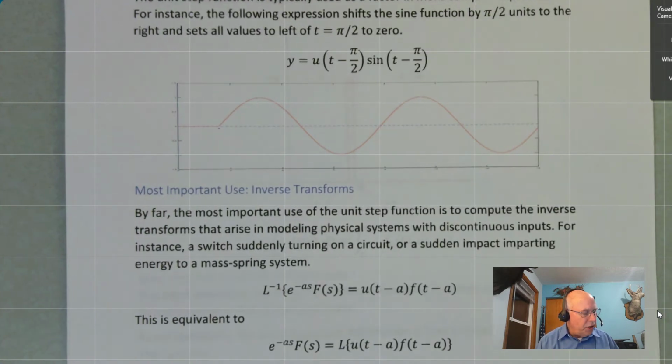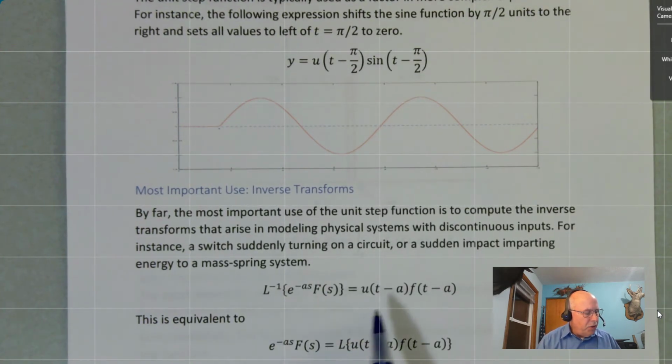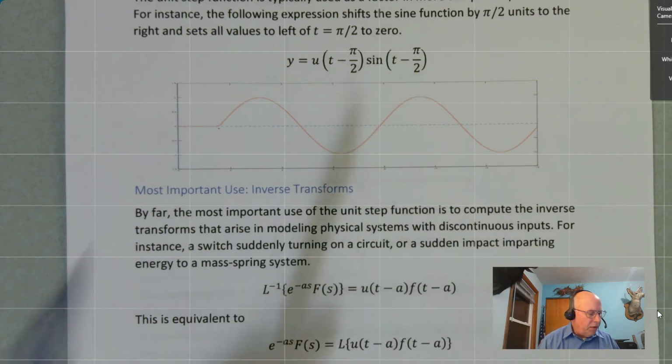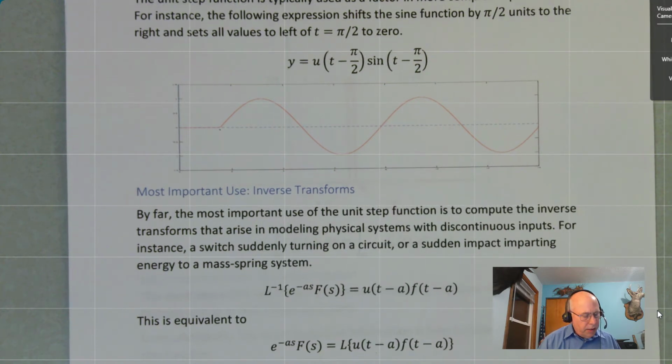comes from this equation right here, that if you take the Laplace transform of u(t minus a) times f(t minus a), for instance, that f might be the sine function we've got here, and the a could be pi over 2. If you transform that under the Laplace transform, you just get e to the minus as times whatever you would get if you just transformed f(t).